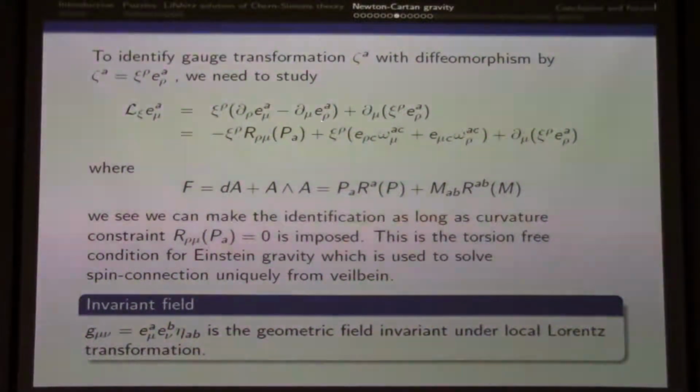That constraint is not gauge invariant. Sorry? That constraint is not gauge invariant. This one? No. Seems like a very bad thing to do. You grab the theory that has a gauge symmetry and then impose a constraint that's not gauge invariant.